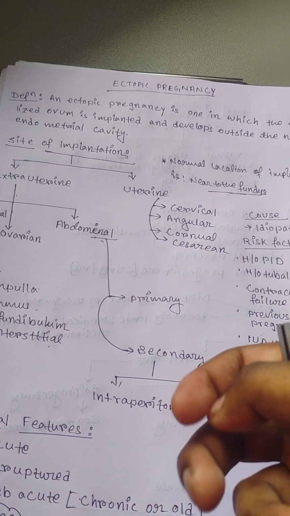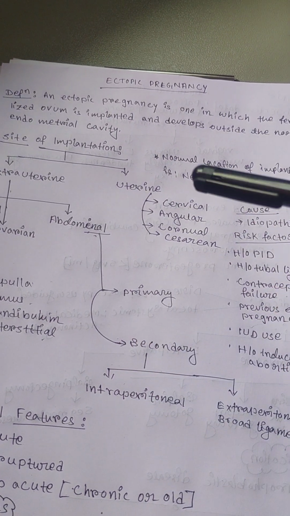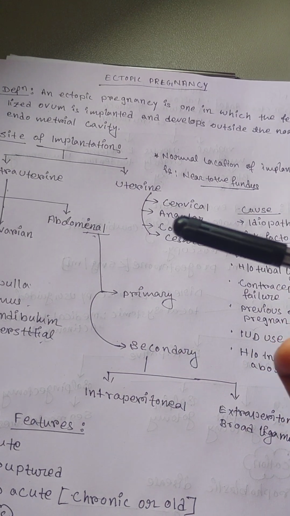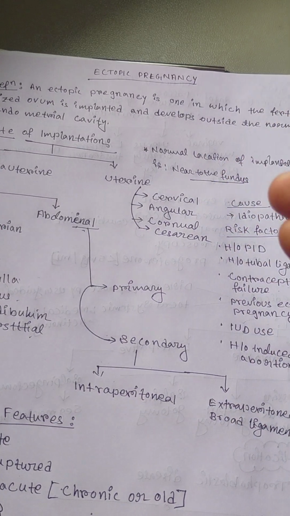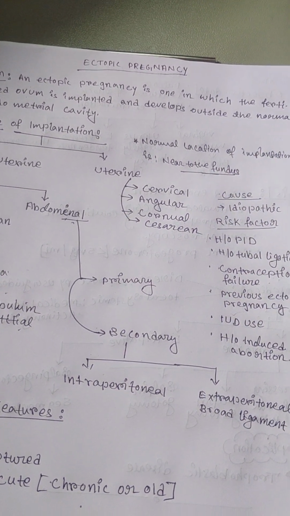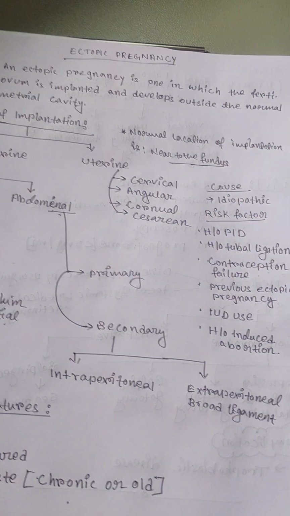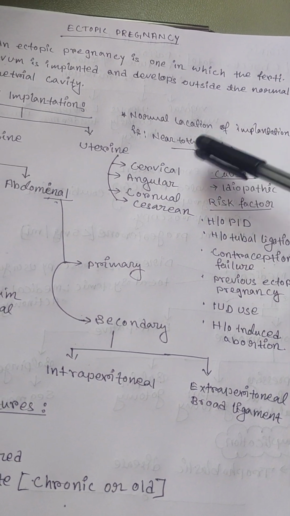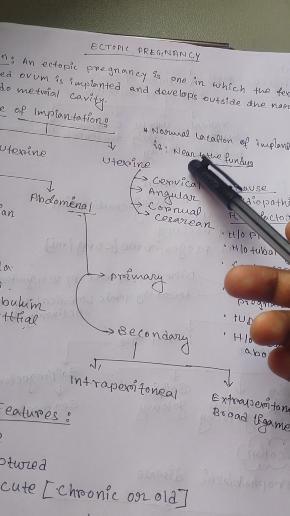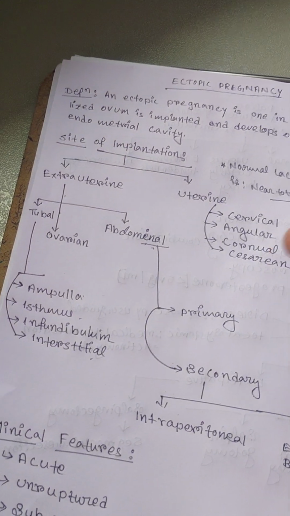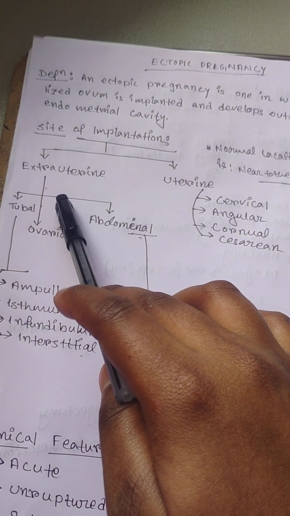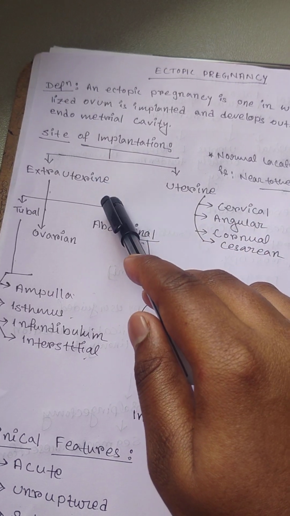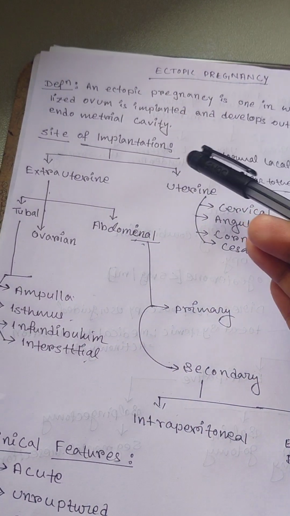the ovum and sperm are fertilized, but the fetus develops in the uterine or other than the uterine part, instead of the normal location of implantation. The normal location of implantation is near the fundus. So what is the site of implantation? It is either extrauterine or uterine.